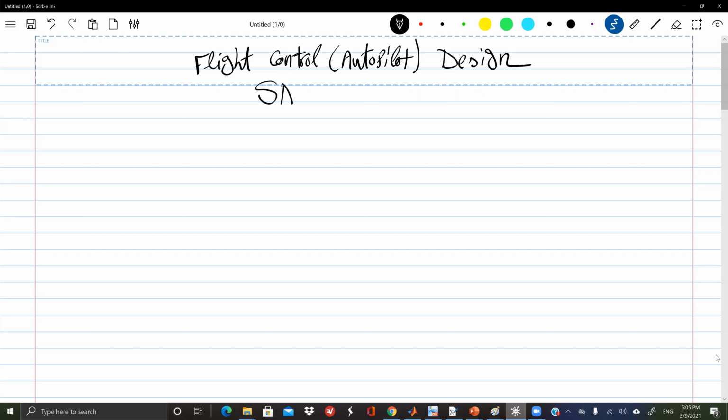So today's lecture is actually about designing a flight control system. Sometimes we call it autopilot, right? The standard technical term for it is actually Stability Augmentation System, SAS, or Control Augmentation System, CAS. All right, and let's try to review what are the basic steps.